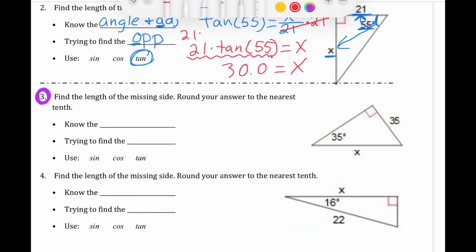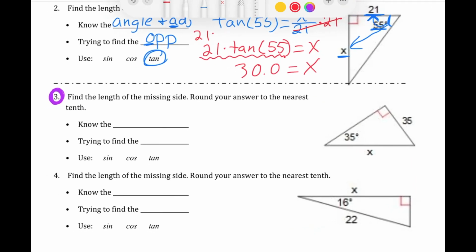Number 3. Number 3, we're also given our angle. We're also given this side over here, which is 35. So across the triangle is going to be our opposite side. And what we're trying to find is this x, which is across from our 90-degree angle, which is our hypotenuse.